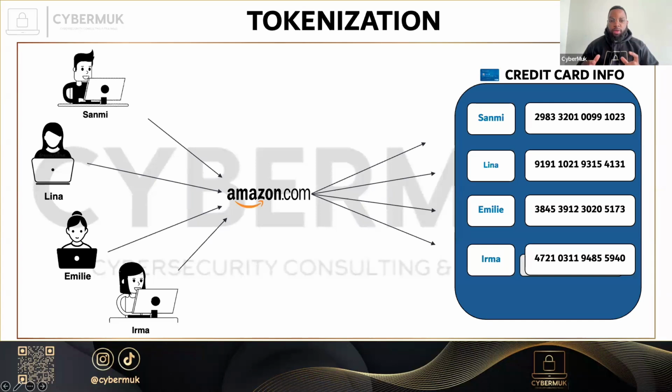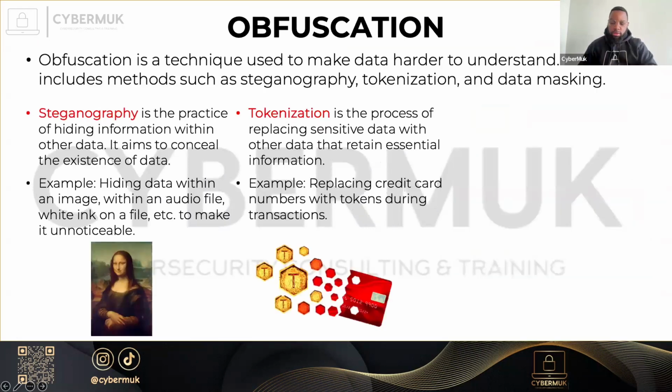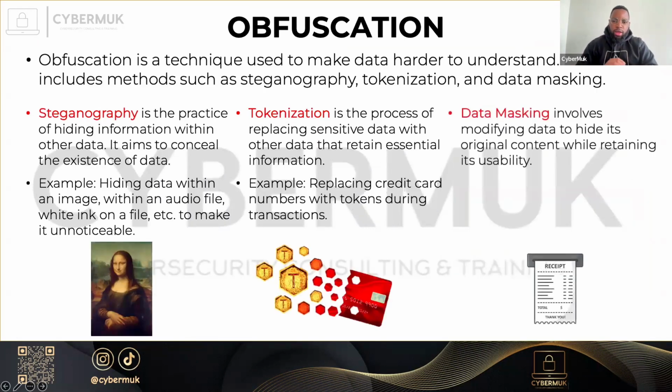The token is different from the actual number, from the real number. So if someone gets a hold of this file with the credit card information, they will not be able to use these numbers because they are not real. They just translate to an actual real credit card number, which is hidden elsewhere.